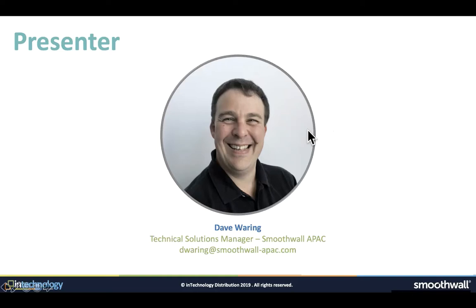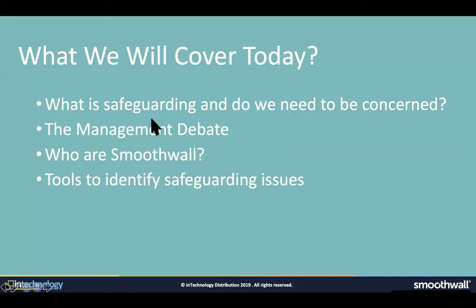And what we're going to do is go through a number of different things. First of all, we're going to talk about what safeguarding is, a little bit of an overview, why we think it's important, why it should be the focus of what we're doing. I'm going to talk a little bit about what we call the management debate. This is a little bit of a strange thing about how we actually deploy devices and what's possible and what's not possible, depending on various deployment strategies and scenarios. Then I'll introduce who Smoothwall are, and we're going to look at the tools and products which Smoothwall bring to the party to help us identify digital safeguarding issues and whether those issues are relevant and need further action.